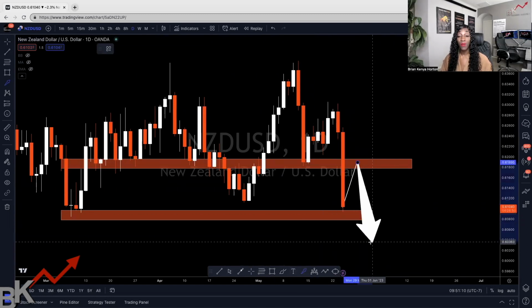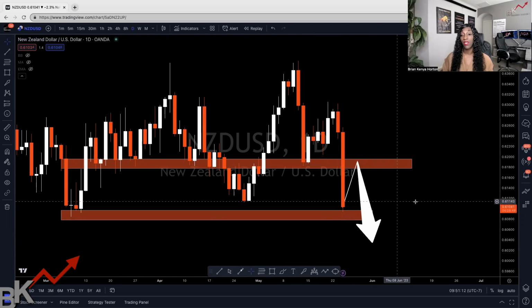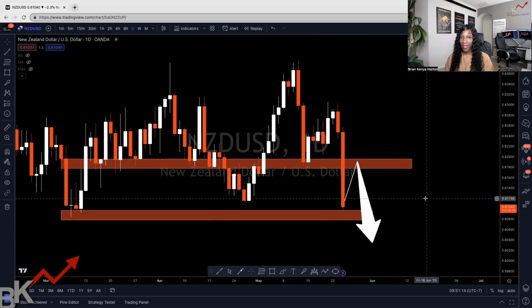So right now, if you go long from NZDUSD, you have to know that it is going to be risky because you are trading against the overall dominant trend on the daily. However, from a higher time frame perspective, we also see that the market is shifting to the downside as well, or moving to the downside. So any longs are going to be risky.